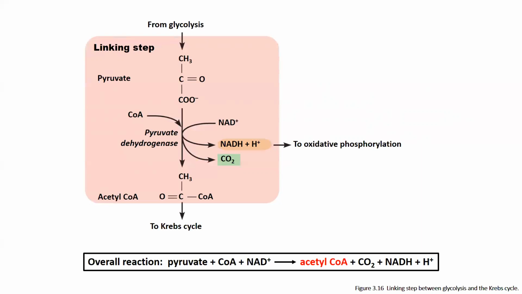All right, so at the end of this linking step, our end product is acetyl-CoA, and bear in mind, for every glucose, this happens twice because we generated 2 pyruvate molecules. So pyruvate enters this linking step, we end up with acetyl-CoA, and we also end up with some carbon dioxide. This is the carbon dioxide that we breathe out.